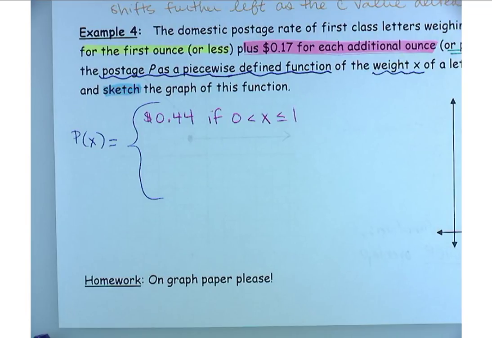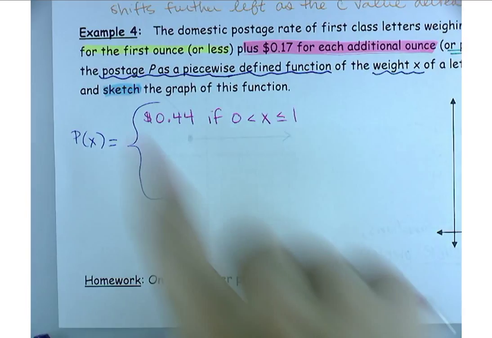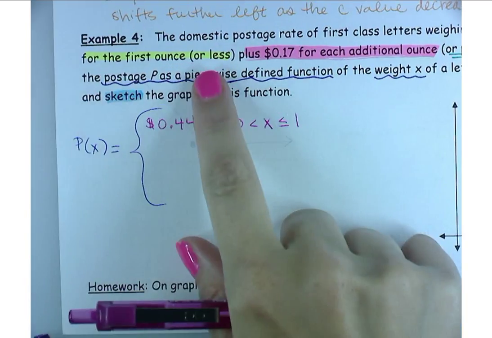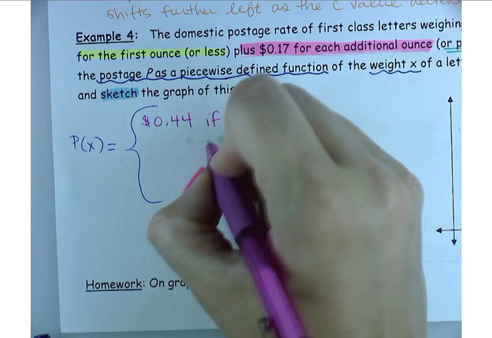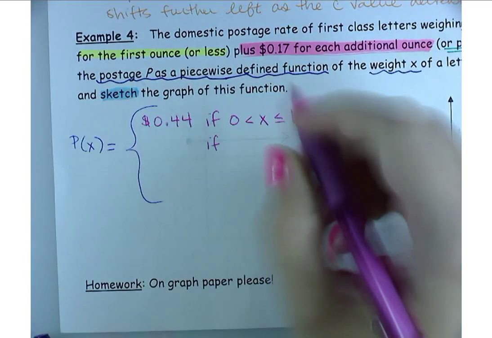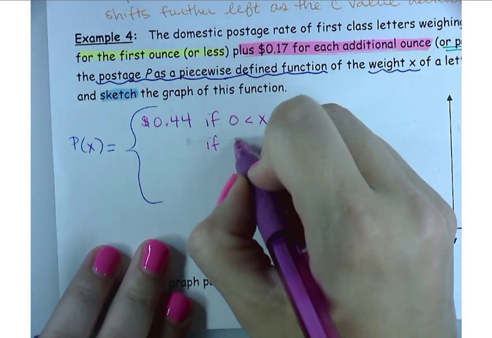Now, if you do have something, it's going to weigh more than 0, so that's why we don't want to include 0. Then there's going to be the next step. It says it's 44 cents for the first ounce, plus 17 cents for each additional ounce or part of an ounce. So the next part of this function is going to be from 1 up until what?